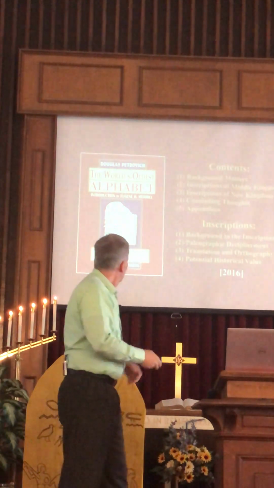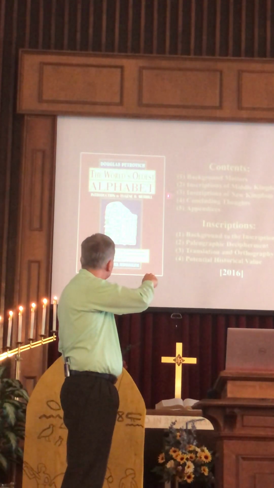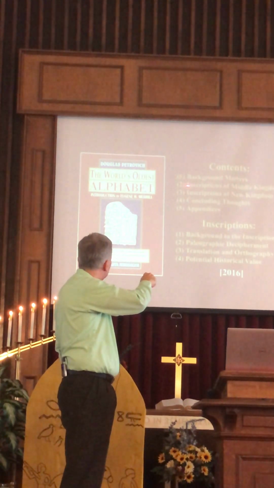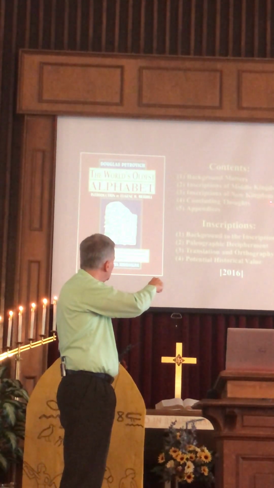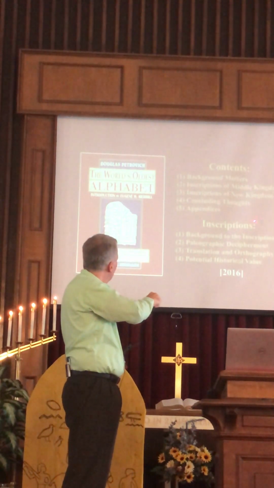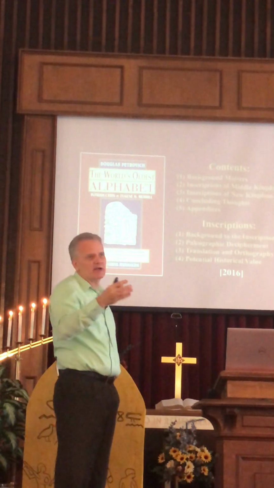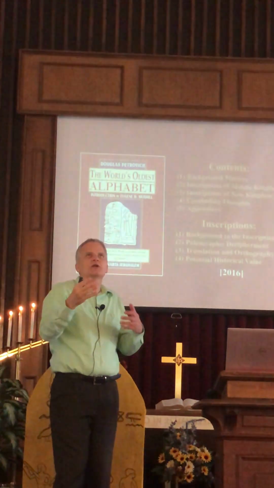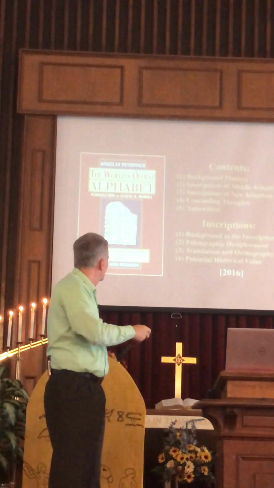So that's the book. With each individual inscription, I talk about several things. There's background matters, inscriptions from the Middle Kingdom and inscriptions from the New Kingdom, since Joseph's lifetime is Middle Kingdom and Moses' lifetime is New Kingdom, and then concluding thoughts and appendices. With each of the 15 inscriptions, I give four elements: background to the inscription, and paleographic decipherment, which letter I assign behind every pictograph and the words that it forms.